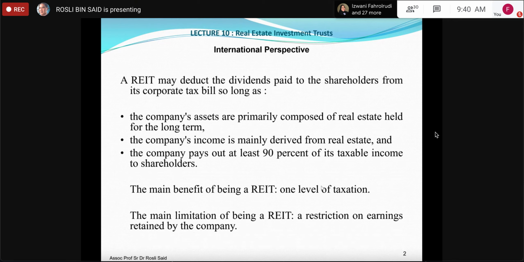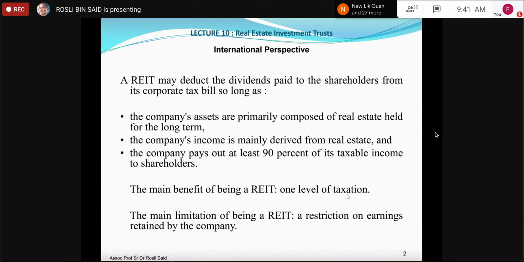And the REITs may deduct the dividends paid to shareholders from its corporate tax bills, so long as the company's assets are primarily composed of real estate held for the long term. So it must be held for the long term. The company's income is mainly derived from real estate, and the company pays out at least 90% of its taxable income to shareholders. So the main benefit of being a REIT involves one level of taxation. That means we are exempted from paying tax. Otherwise, you would have double taxation.